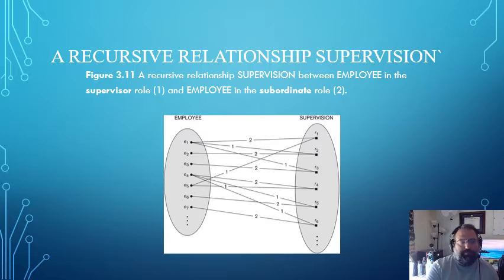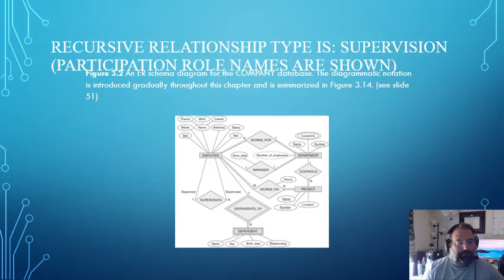Figure 13.11 is an example of a recursive relationship in a visual sort of approach. Recursive relationship type is supervision, participation, role names are shown, and this is basically showing the employee supervising themselves and so on, or supervising another employee, supervising an employee as a supervisee.